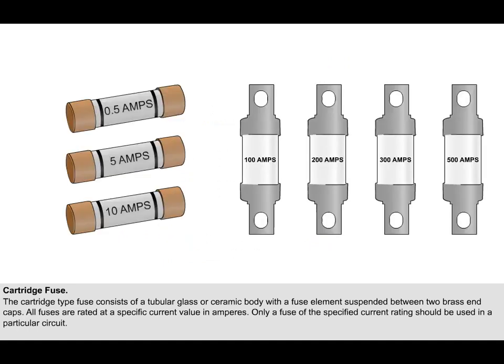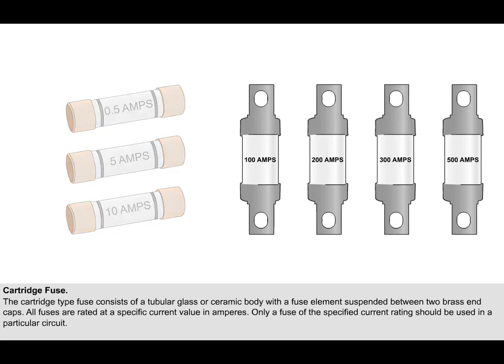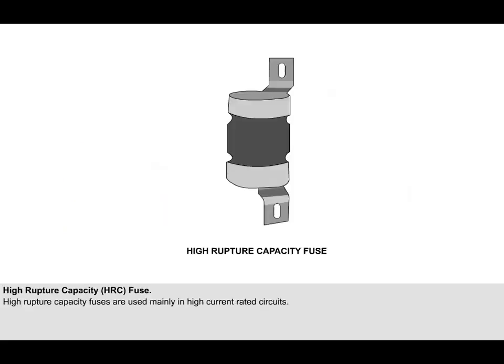The ratings of aircraft fuses can vary between 0.5 and 500 amperes. At the higher ratings, high rupture capacity fuses are used. The high rupture capacity, or HRC fuse, is an improvement on the cartridge type fuse. It is used mainly in high current rated circuits.